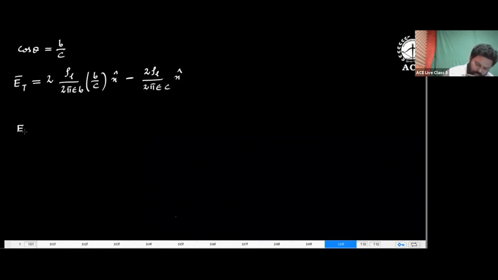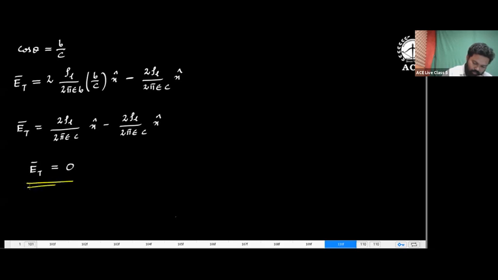So what is this E total? 2 rho L. This B will cancel out. So here it is 2 rho L by 2 pi epsilon into C x cap minus 2 rho L divided by 2 pi epsilon into C x cap. So here E total is equal to 0. That is the story. Clear?